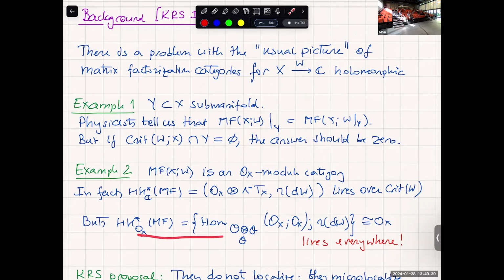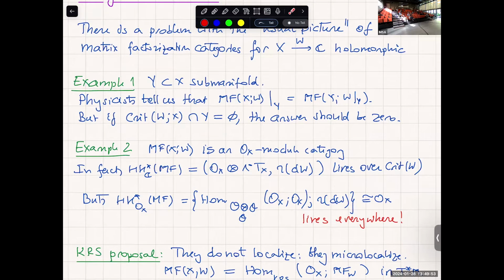This is actually an honest calculation. You can use a scaling variable to scale the superpotential to 0, and working in a formal neighborhood of 0, this is a correct calculation in homological algebra. So there's a problem with the picture.